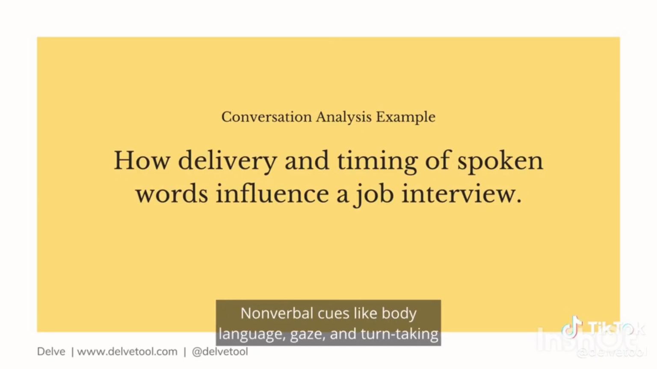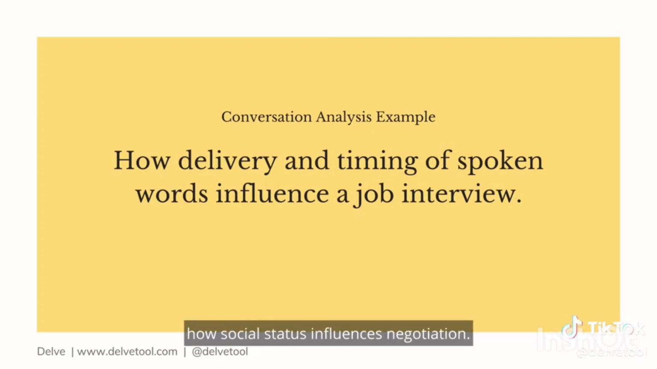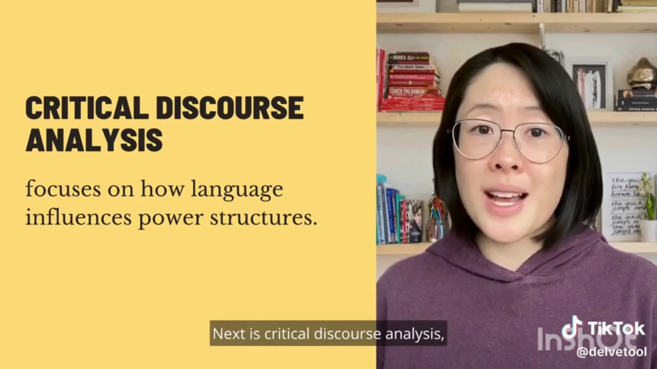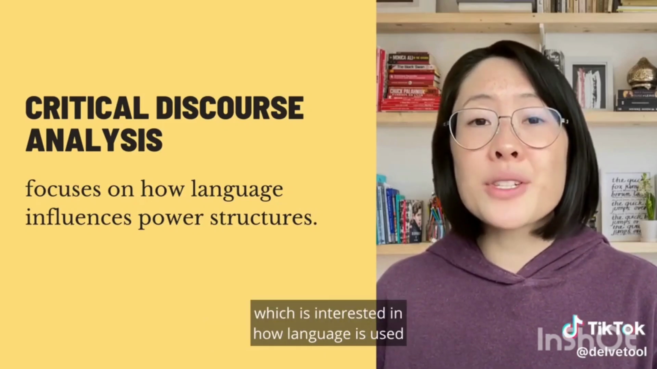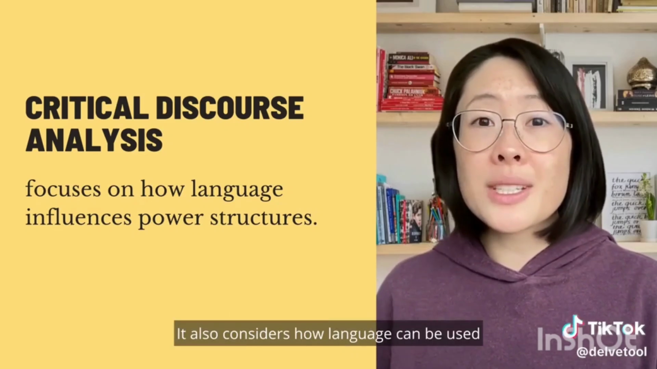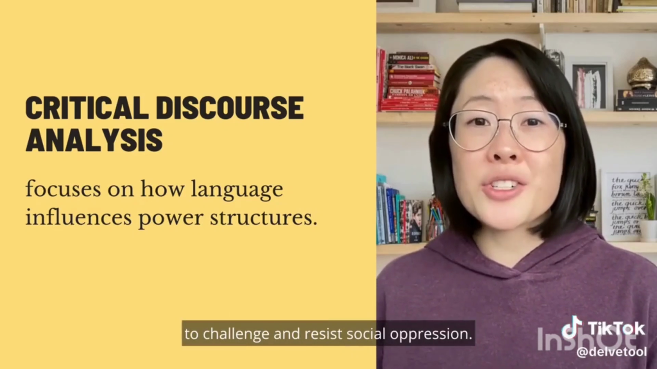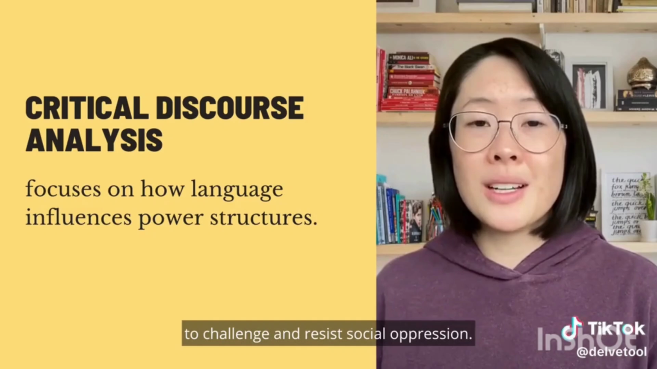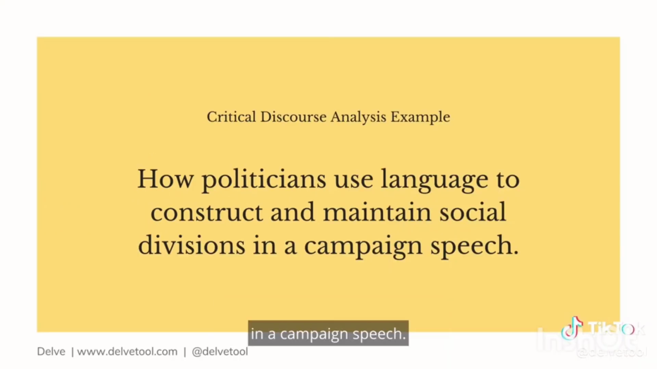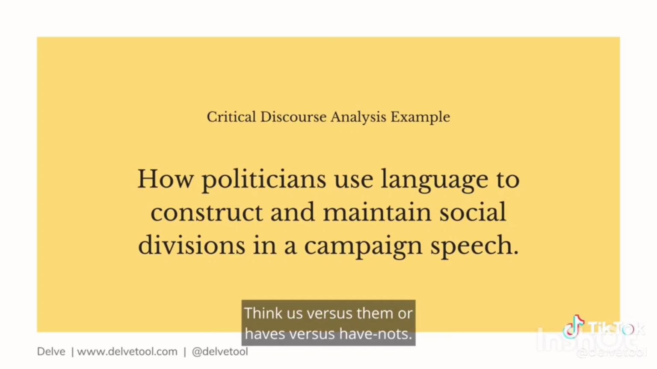Nonverbal cues like body language, gaze, and turn-taking can help you figure out how social status influences negotiation. Next is critical discourse analysis, which is interested in how language is used to construct and maintain social inequalities. It also considers how language can be used to challenge and resist social oppression. Here, you might study how politicians use divisive language in a campaign speech. Think us versus them, or haves versus have-nots.